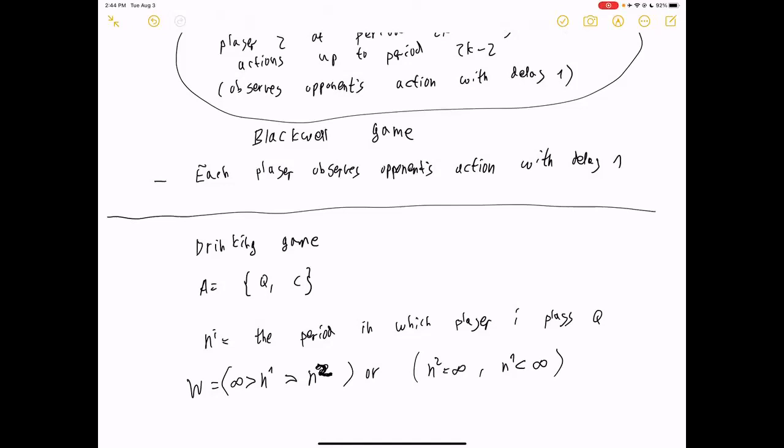Okay, notice that there is something asymmetric here in the definition of the game, because I'm looking at a win-loss game. In the game that I'm describing, if both of them stayed forever, then player two wins. So player two has some advantage in this game. Is the game clear?